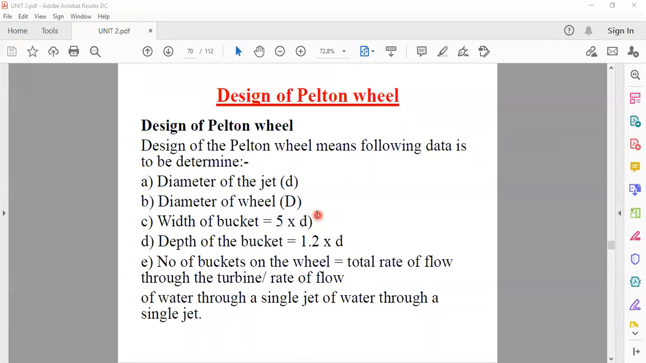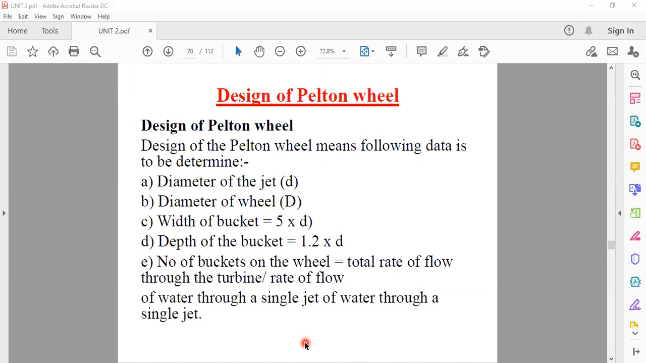Design of Pelton wheel means the following data is to be determined: diameter of the jet d, diameter of wheel capital D, width of bucket 5d, depth of bucket 1.2d, and the number of buckets on the wheel, which equals total rate of flow through the turbine per rate of flow.